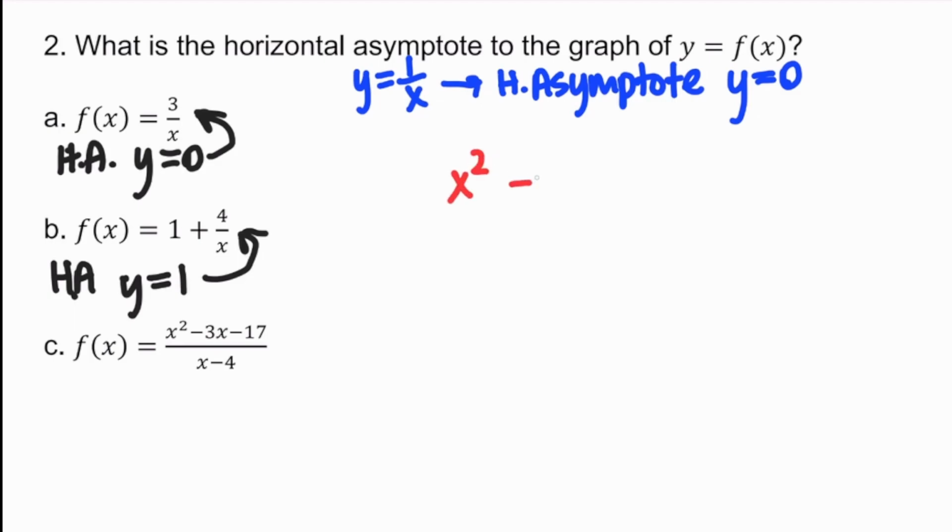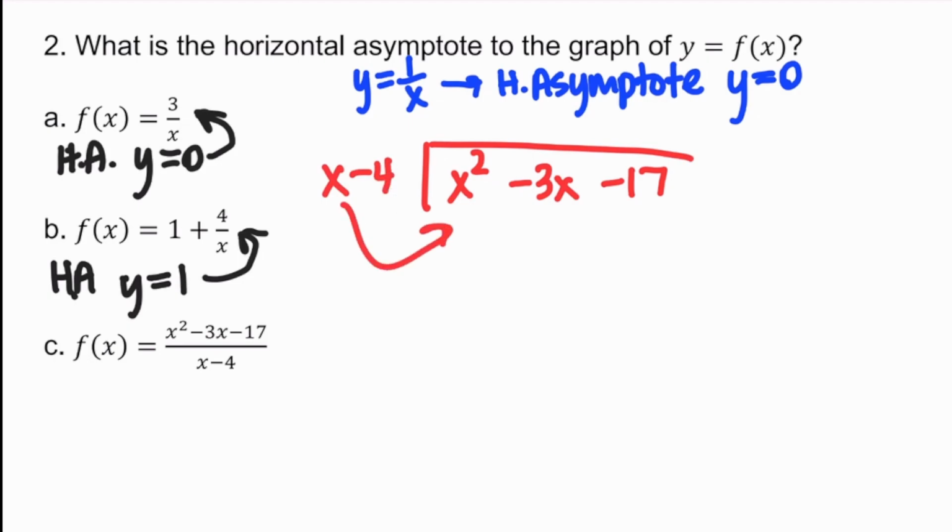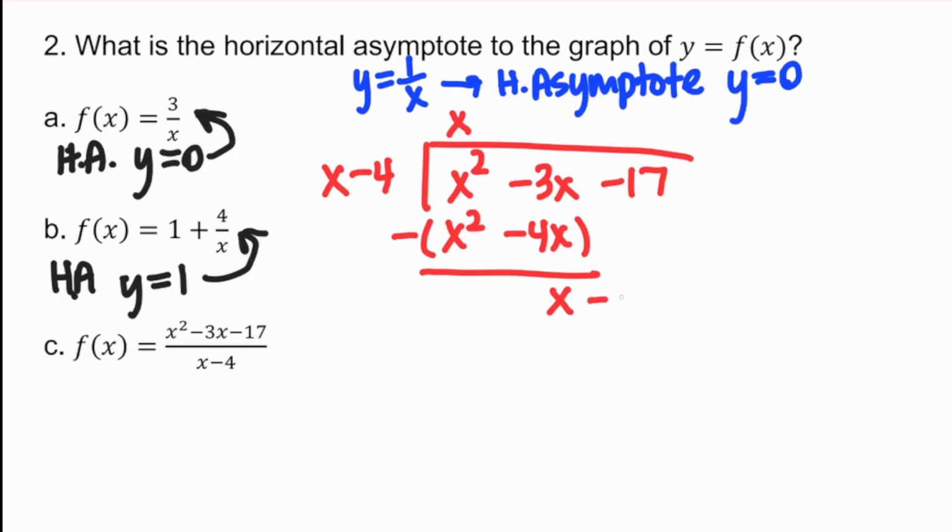x squared, negative 3x, and negative 17 divided by x minus 4. I'm going to think to myself, what do I multiply x by to get x squared? And that's going to be an x. I distribute the x over the x and the negative 4, so it'll be x squared minus 4x. We're going to subtract this. And we're going to get, okay, x squared minus x squared is nothing. Negative 3x plus 4x is going to be 1x, and then we drop down the 17. And then I ask myself, what do I multiply x by to get x? And that would be just a 1.